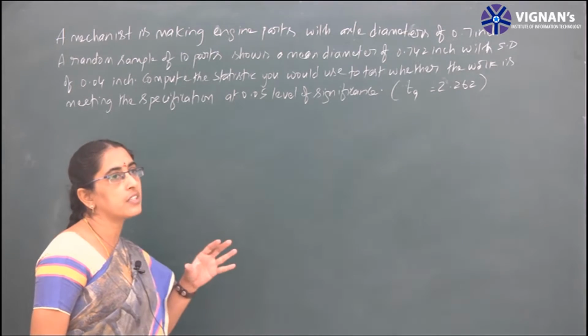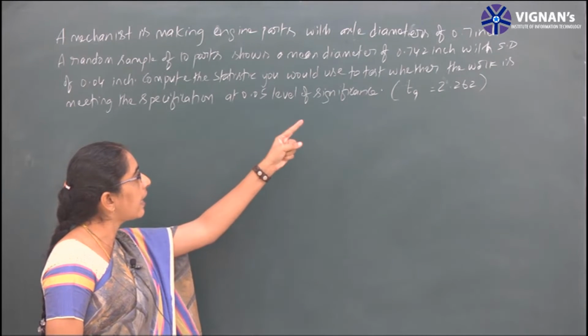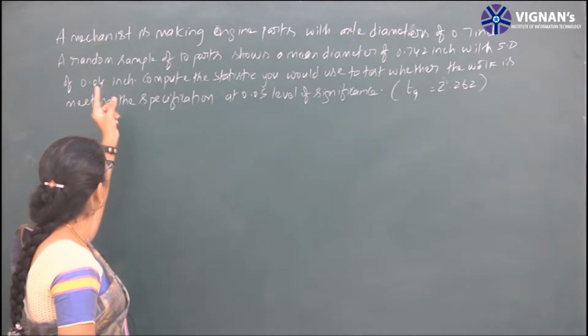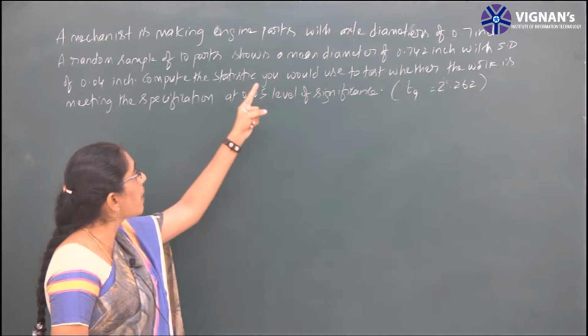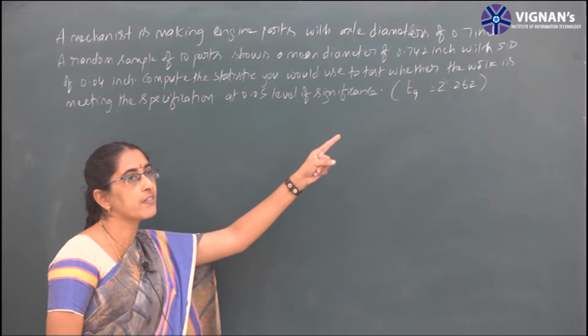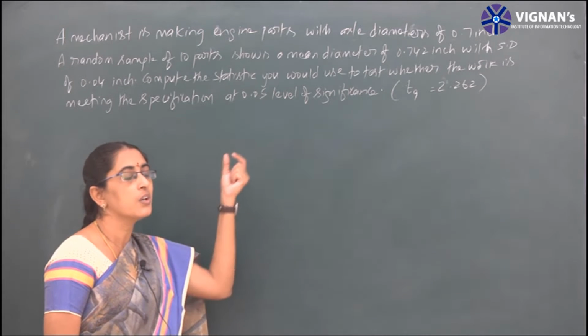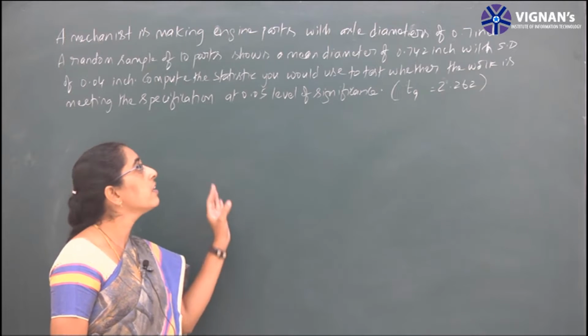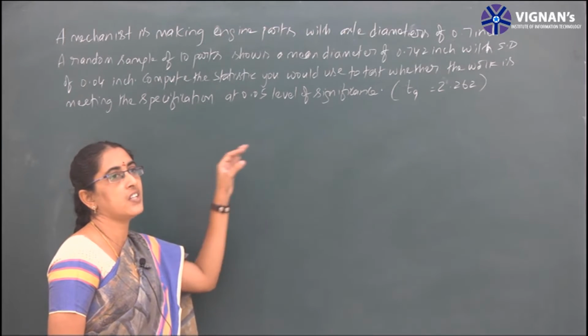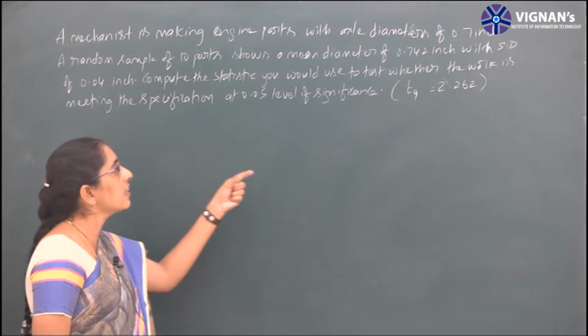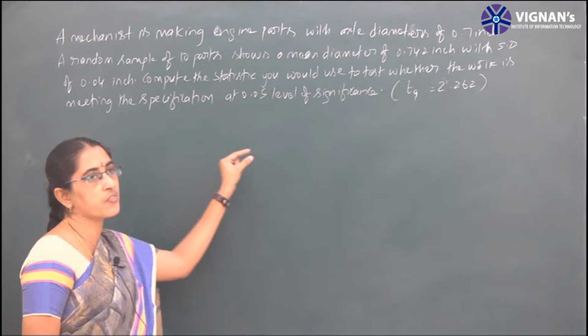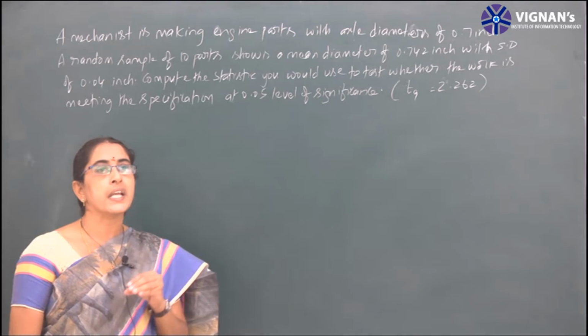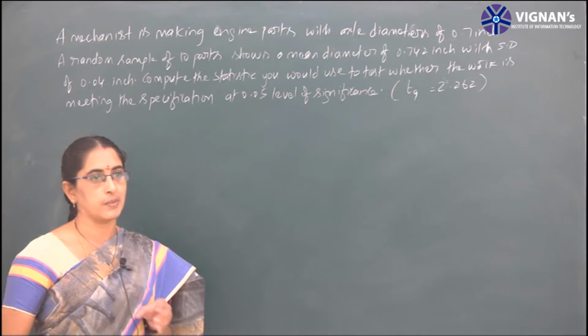So you may get a doubt that here they have mentioned the mean diameter and the standard deviation, but for a machinist making engine parts with axle diameter of 0.7 inch, the average is not mentioned. So you may get a doubt whether the test is regarding the mean or not, right? When the mean and the standard deviation are given and they are asking whether the work is meeting the specification, then definitely the basic test we use is the mean test here.